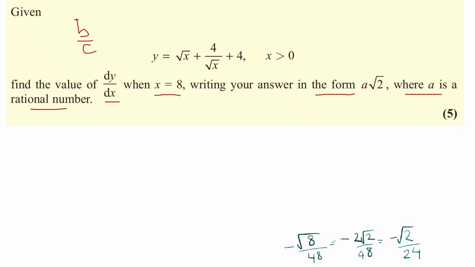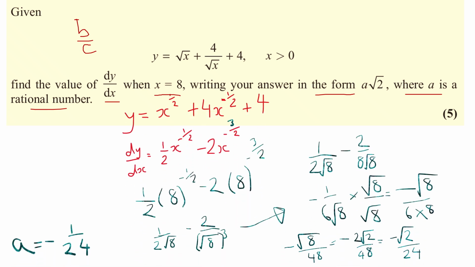Now I'm going to put up the answer on the screen, but I'm going to try and talk it through. First step, we wrote it in power form, so in exponential form. We have y equals x to the power of a half plus 4x to the power of minus a half plus 4. We then did dy by dx is equal to the power comes down as a multiplier, and then we reduce the power by 1. Same for here. And any constants go to 0, so 4 goes to 0.